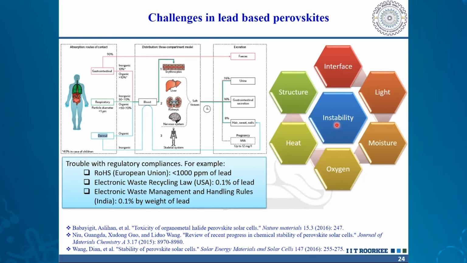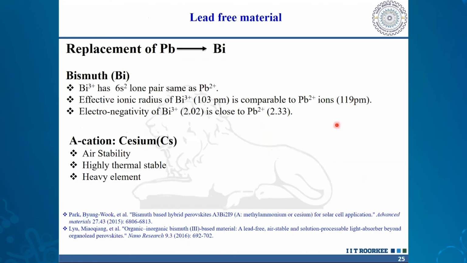In one of these attempts, we have been trying to replace the lead with bismuth. Now, bismuth is isoelectronic with lead. Bismuth 3+ has a 6s2 lone pair structure, which is the same as the lead 2+ structure. And also the effective ionic radius of bismuth is 103 picometer, whereas for the Pb2+ ion it is 119 picometer. So they are slightly different but comparable. And the electronegativity of bismuth is close to lead: for bismuth it is 2.02, and for lead it is 2.33. Because of all this, we thought bismuth would be a suitable candidate for replacing lead.